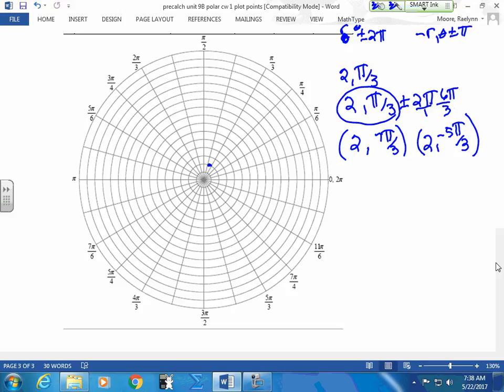Okay, 7 pi over 3 puts us twice around, right? I came back through. So I'm going to take this point out. You can kind of see that, and don't add the 2 pi, but I'm doing this so that you can see this is the process. So far we have this one and we have this one.